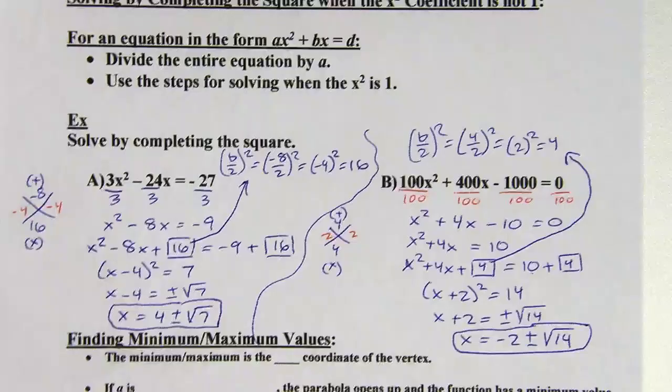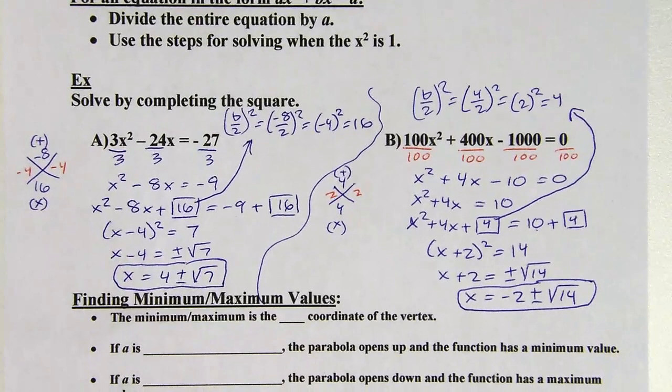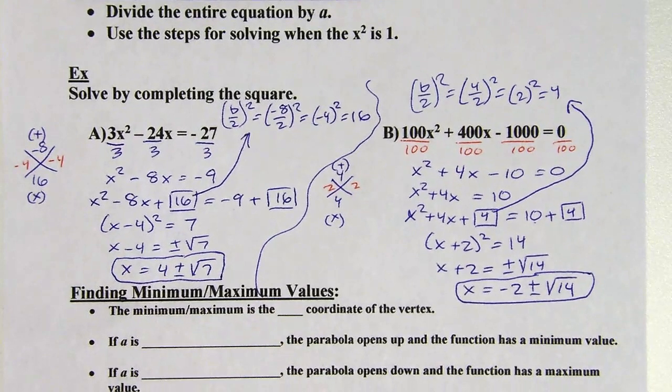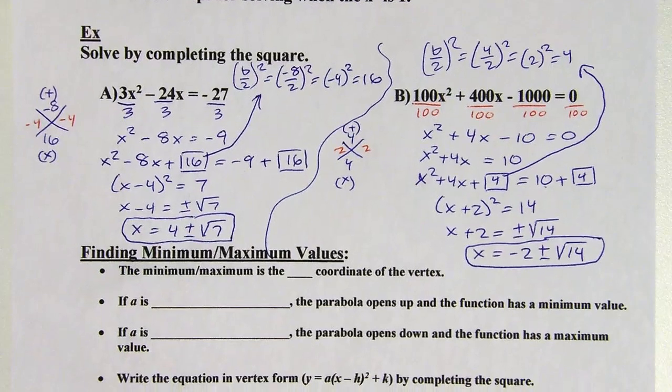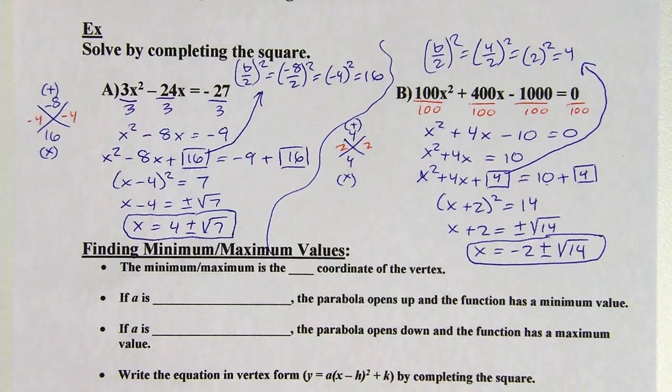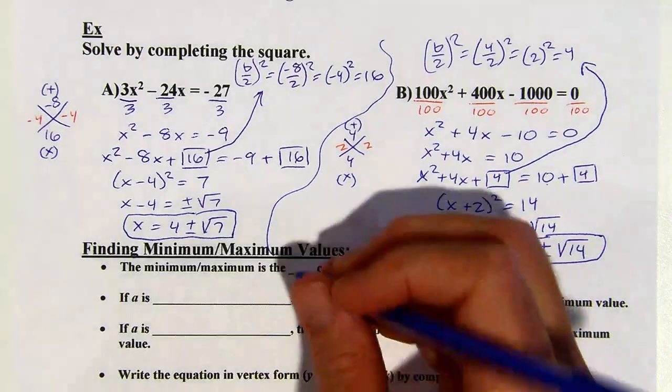Okay, all right. Let's talk about finding minimum and maximum values. So the minimum or maximum value, say of a parabola, the minimum is going to be the y-coordinate of the vertex.